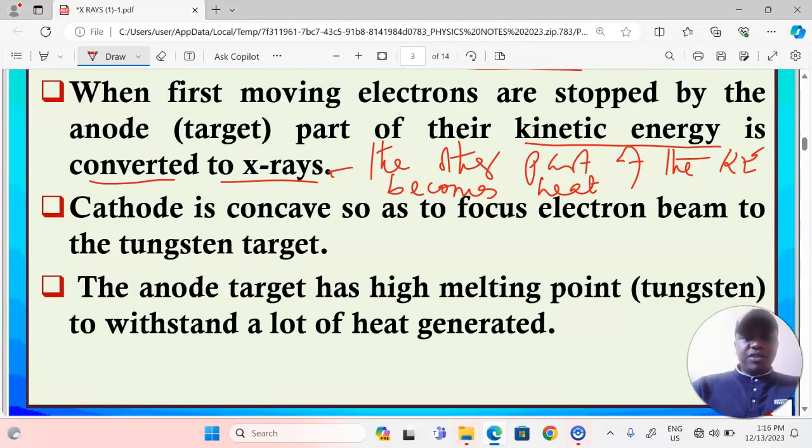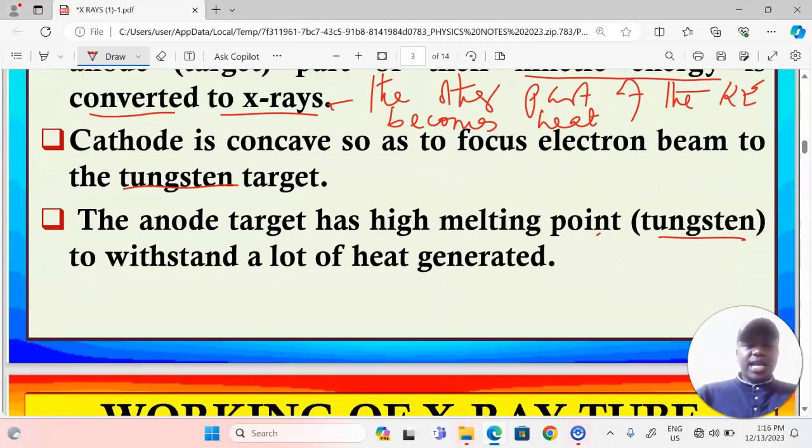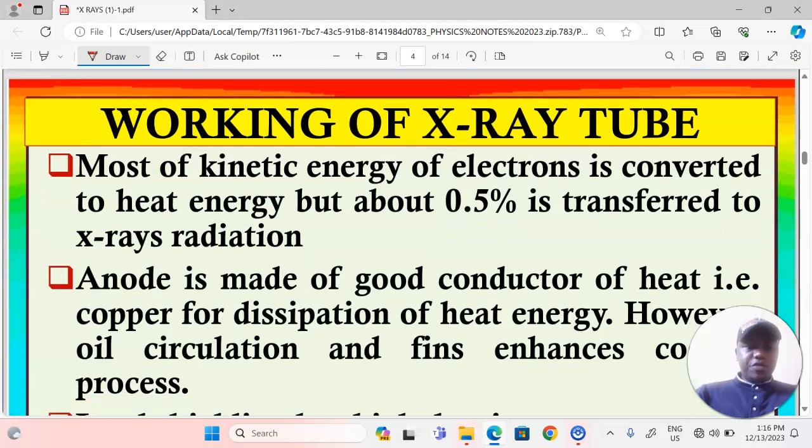Then the cathode is concave in shape so as to focus the beam of electrons to the target, and it is a tungsten target. We can continue and say that the anode target has high melting point. That is the material called tungsten to withstand a lot of heat generated. Then I will continue with the working and say that most of the kinetic energy of electrons is converted to heat, but about 0.5% is transferred to X-ray radiations.